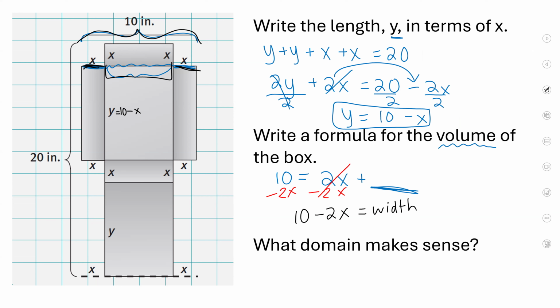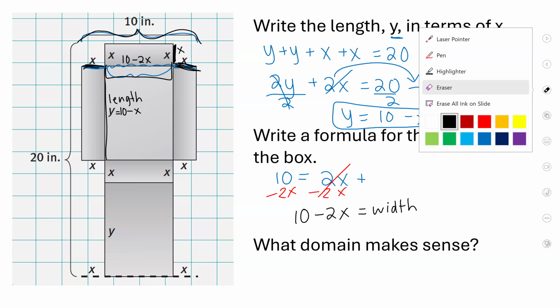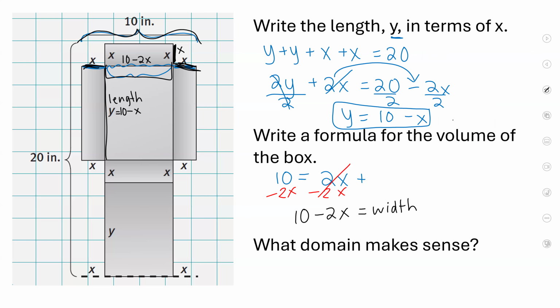We found the length. We found the width, which we said was 10 minus 2x, and we have the height, which is x. So if you want the formula for volume, you just do length times width times height. So x times 10 minus x times 10 minus 2x. This will give you the volume. That is your formula for the volume.